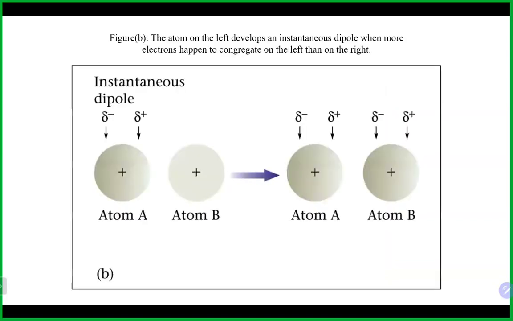So this is what we were talking about, an instantaneous dipole, which is what the little animation also showed. Again, normally they do not have a dipole moment. They do not have a separation of charge, but temporarily, because of the electrons going one way or the other, they will gain those charges, partially positive, partially negative, and again have a way to interact with one another.